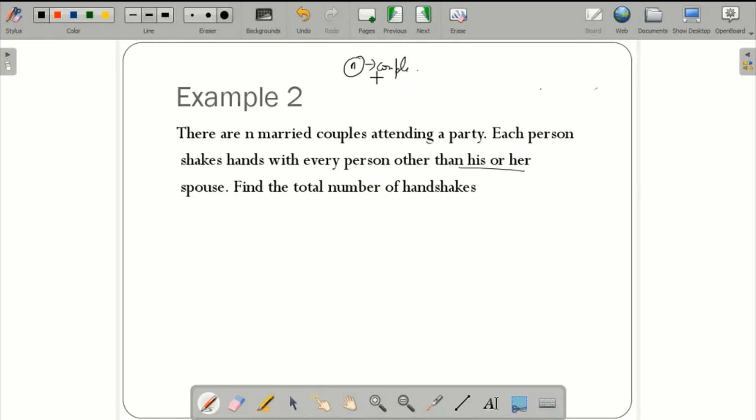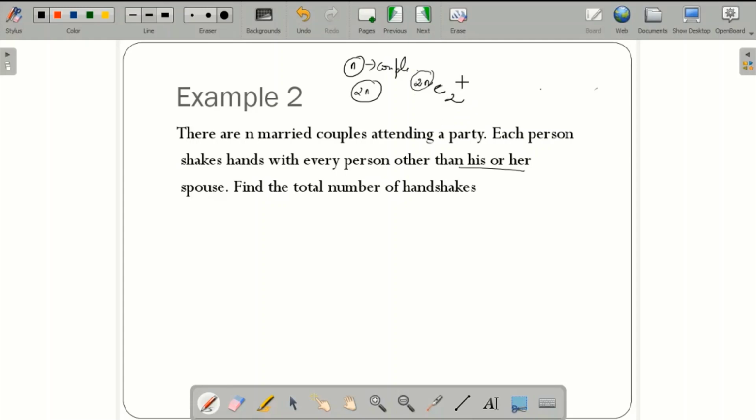Here, if n is the number of couples, then the total number of people is 2n. So you know that the total combination is 2n C2. Why is it 2n C2? Since the total number of people is 2n, and a handshake involves two people, so it is 2n C2. This is the total number of combinations.